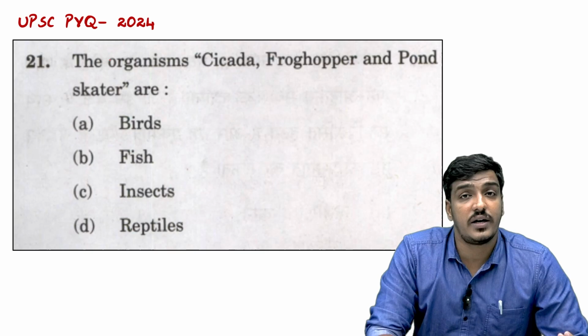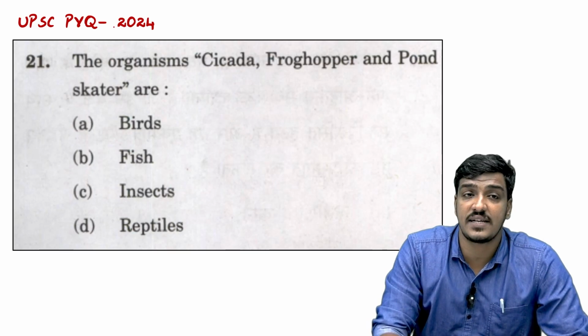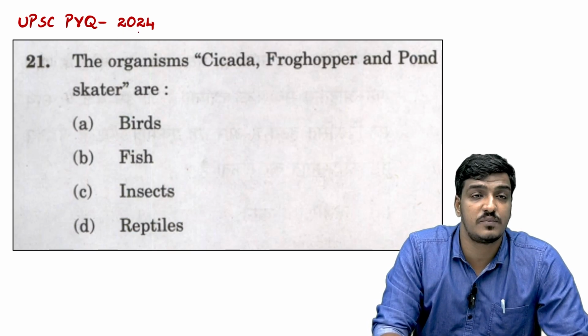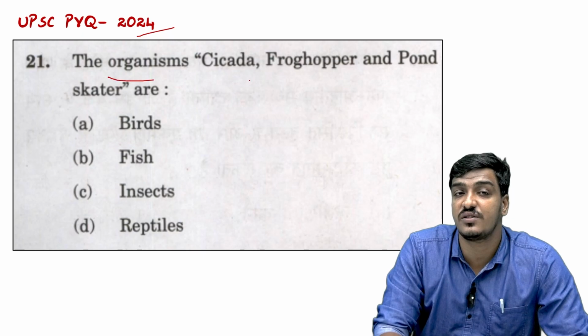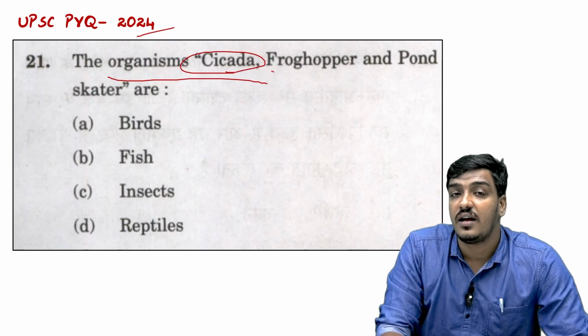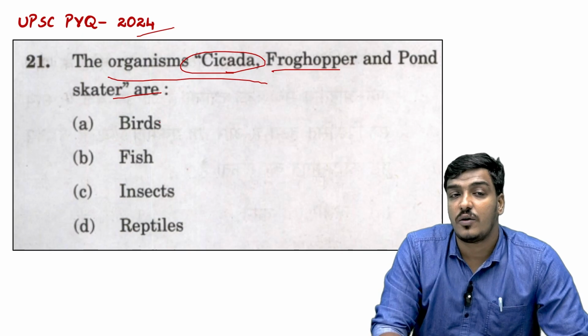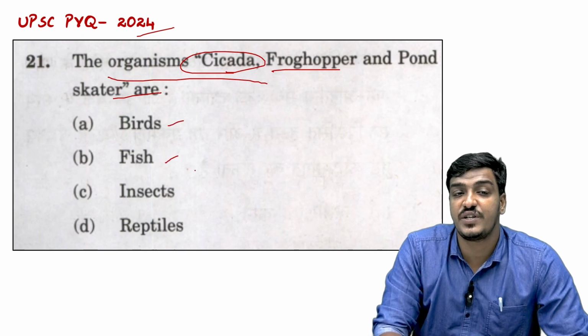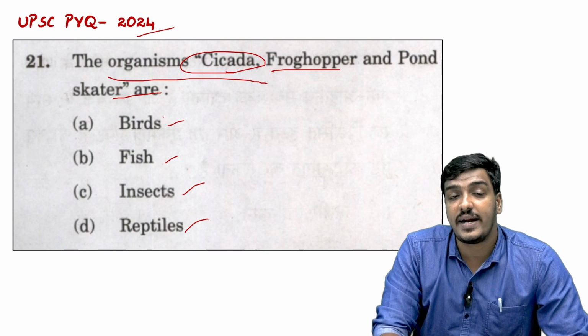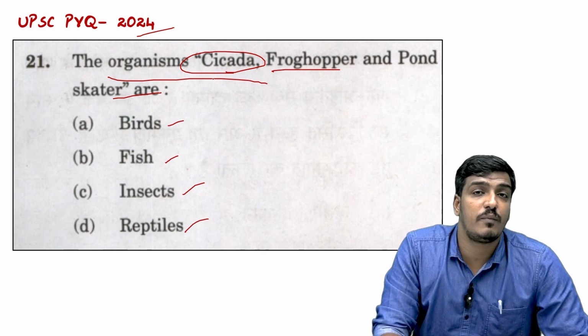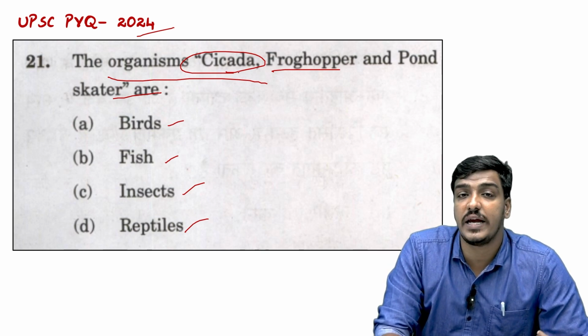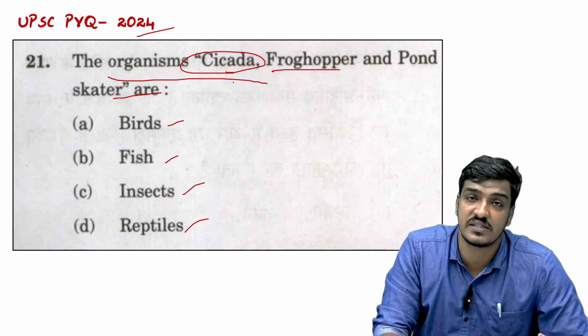And there is also a previous year question which was asked in the UPSC prelims of 2024. The question is: the organisms cicada, froghopper and pond skaters are option A birds, option B fish, option C insects, option D reptiles. And the answer for this question will be arrived only when we know any of the species which were listed in the question.